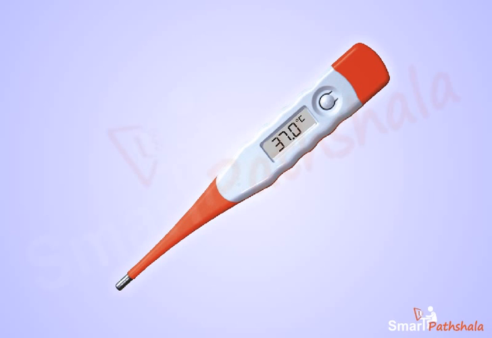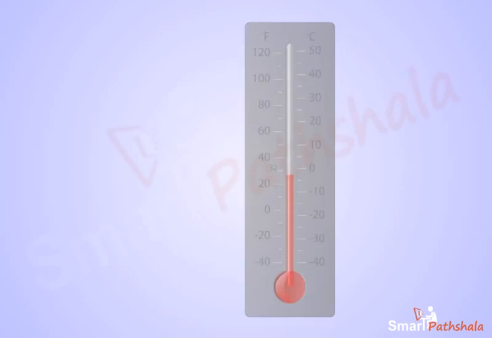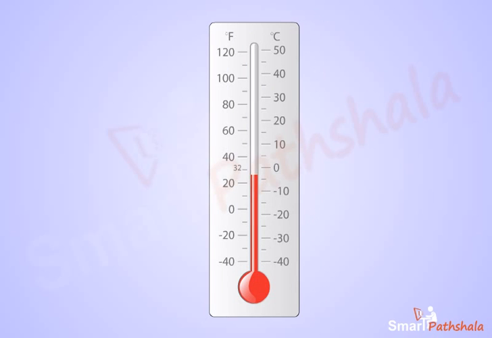Nowadays, digital thermometers are available to measure the body temperature. Digital thermometers do not contain mercury as it is a toxic substance. We can also measure the body temperature by using another scale called Fahrenheit scale. Fahrenheit scale reads the body temperature in Fahrenheit degrees.